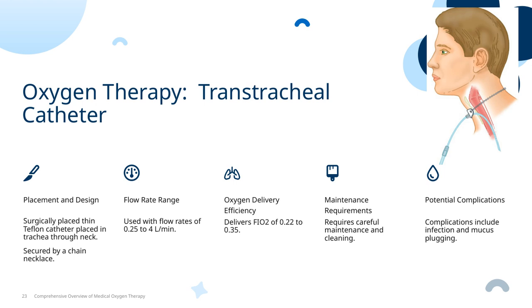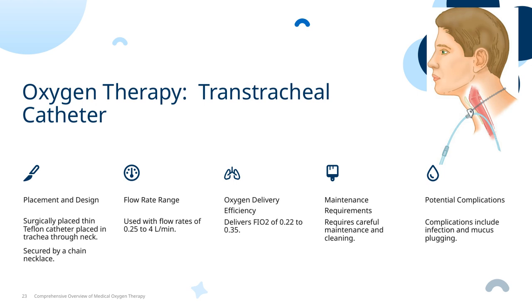In terms of how it works, this method delivers a fractional inspired oxygen concentration, or FiO2, typically between 0.22 and 0.35. This range allows for efficient oxygen delivery while minimizing the risk of dryness or irritation. Speaking of delivery, the flow rates used with a transtracheal catheter usually range from about 0.25 to 4 liters per minute, giving us flexibility based on the patient's needs.